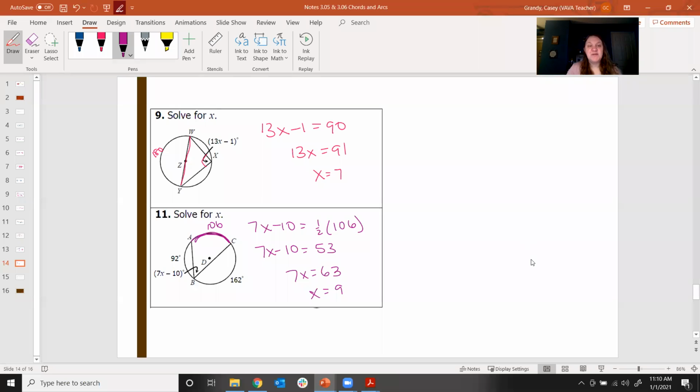Okay, so we're remembering the angle is half of the arc. In this picture, the angle is 7x minus 10. The arc is 106. So I said the angle equals half of the arc. Well, half of 106 is 53. Add 10 to both sides, divide by 7, x equals 9.